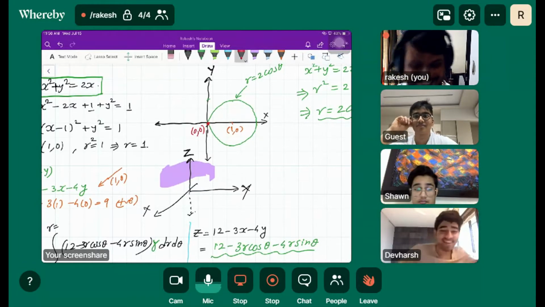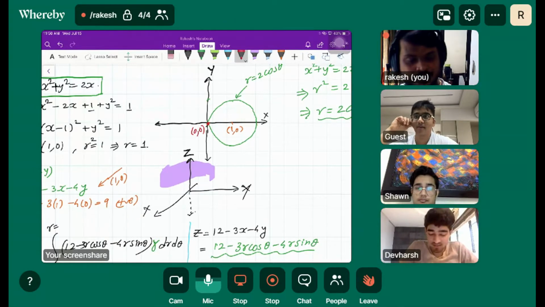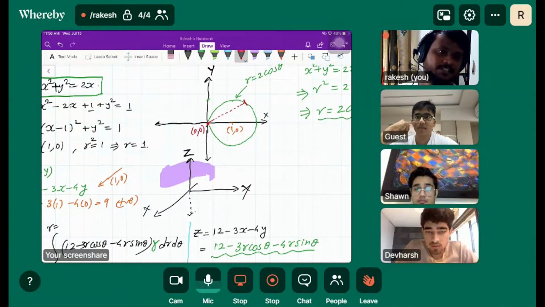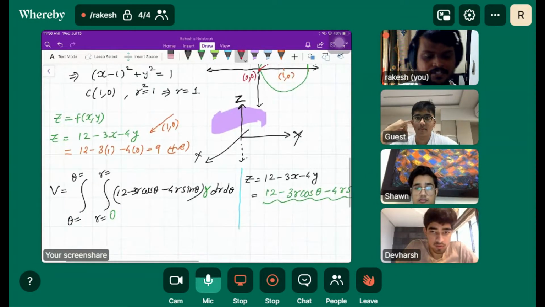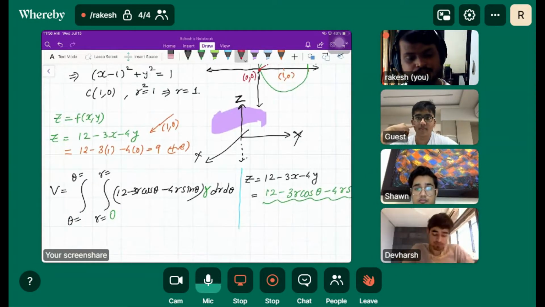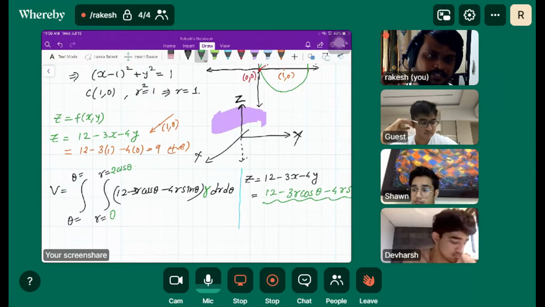So r will be 0 to what? Now I will enter the region, and I'll notice once I exit the region. So what is the r value for that? That is 2 cos theta. So the upper limit is 2 cos theta. Did you understand the concept properly?